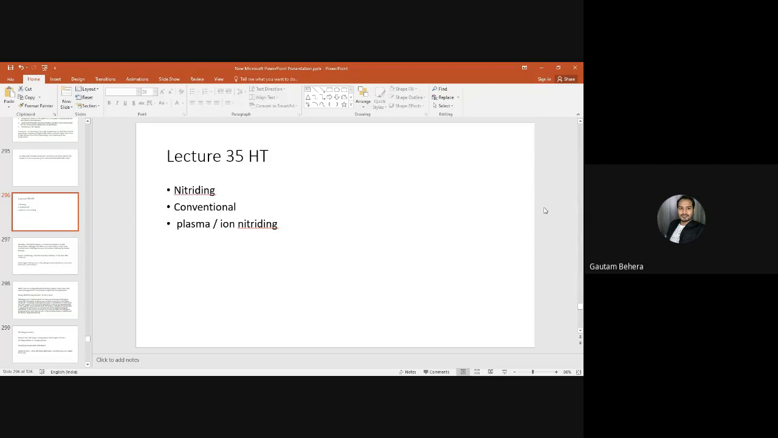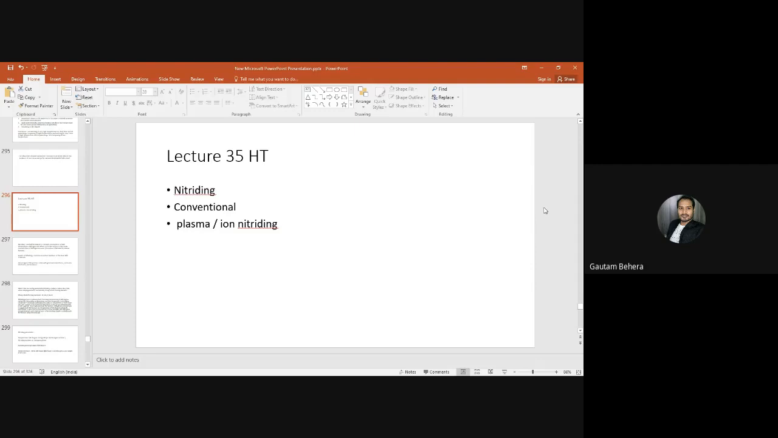Another interesting point to remember is that during the nitriding process we don't want any phase transformation to happen. That means during the nitriding process, or even during the cooling stage, we don't need any phase transformation to happen.